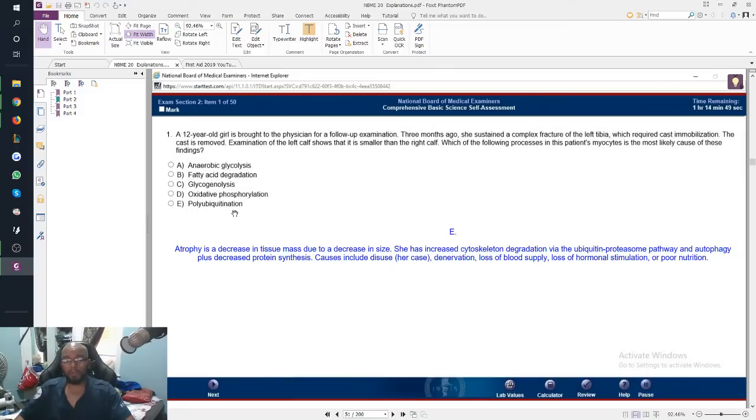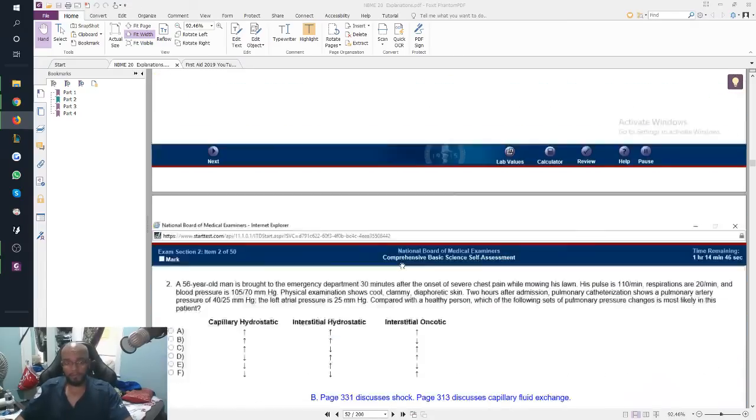And it was just polyubiquitination. This was a really weird way to ask a question on this topic, but still, you could pick this answer because the others really don't have anything to do with atrophy. So the first thing was really realizing that this patient has atrophy of that calf.